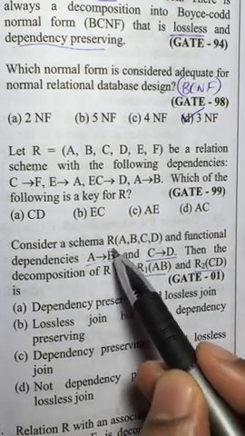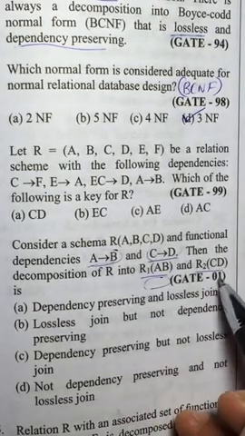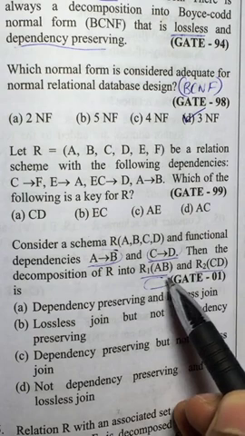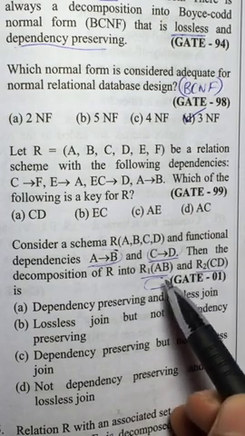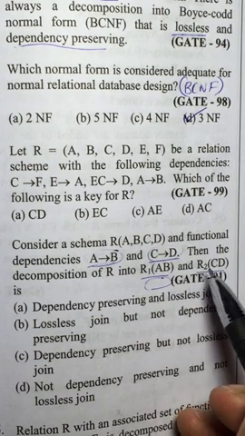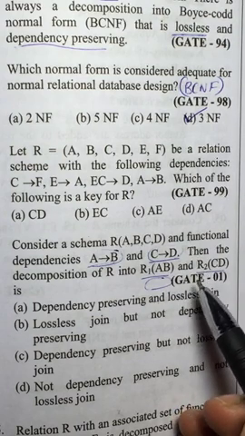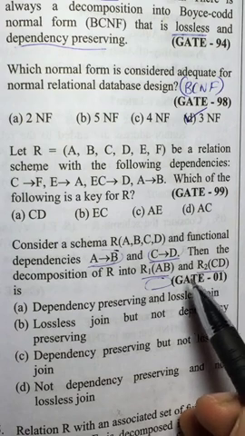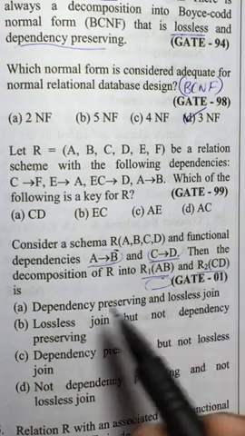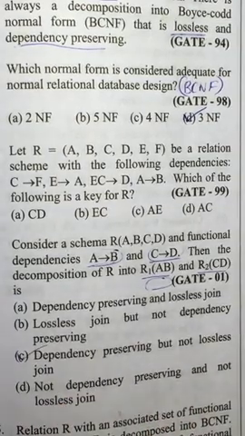If you observe, A determines B can be applied on this, and C determines D can be applied on this. Therefore, dependencies are preserved, but there is no common attribute between these two. Therefore, when you join them, there will definitely be lots of spurious tuples. When there is no common attribute, there will be lots of spurious tuples. So it is dependency preserving but not lossless join.